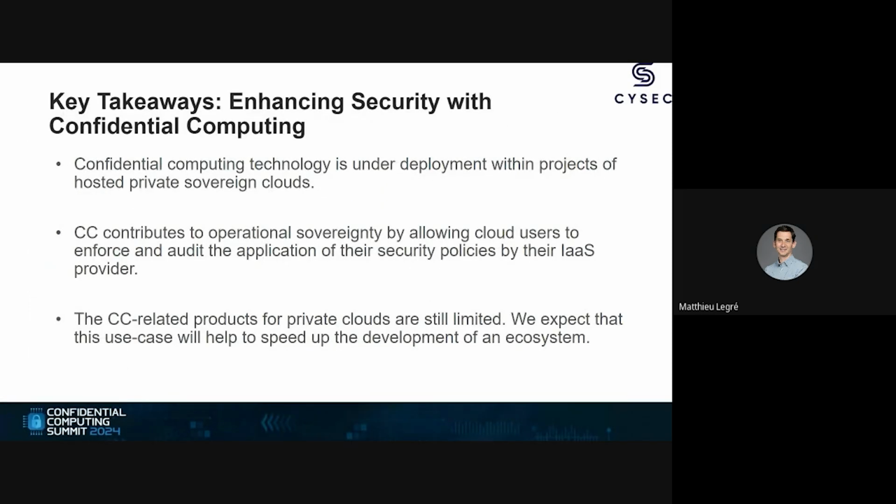And so some takeaways to conclude this presentation. There are 3 points that are important. So first, confidential computing technologies are now under deployment within projects of hosted private sovereign clouds, okay? And that's pretty new because I'm talking about private clouds and not public clouds, where confidential computing has been present for several years now.